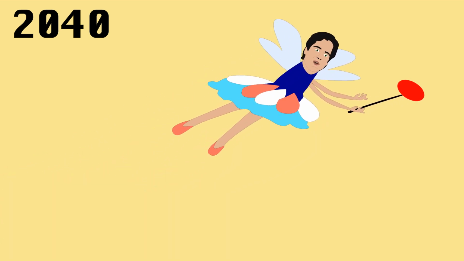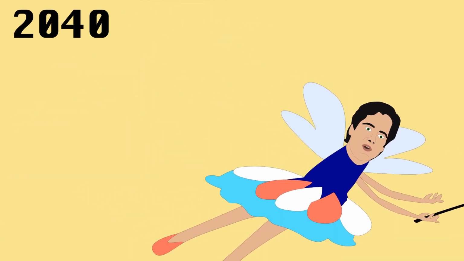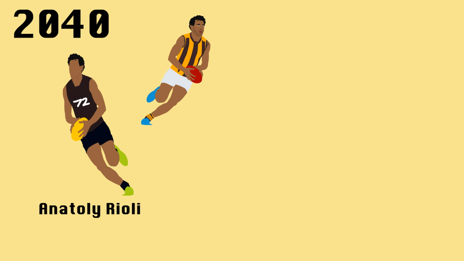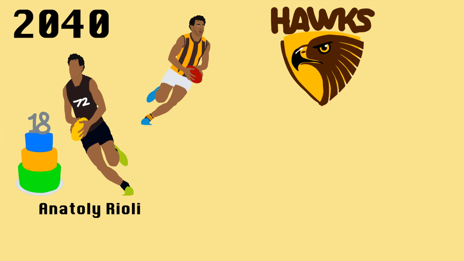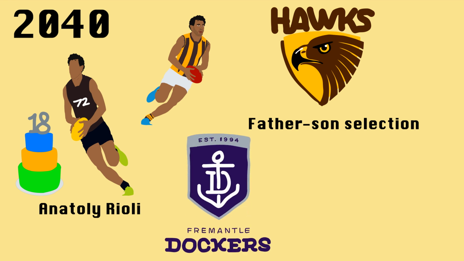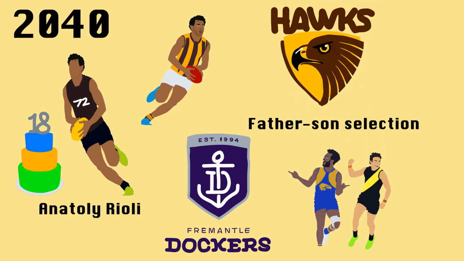Jump forward to the year 2040 with us, and pretend for a moment that the AFL has inexplicably not changed its rules for the last 20 years. Anatoly Rioli, the fictional son of Hawk star Cyril, has just turned 18, and Hawthorn plan to recruit him as a father-son selection. However, the Dockers, still searching for their first premiership, know that every team who drafts a Rioli wins a flag.